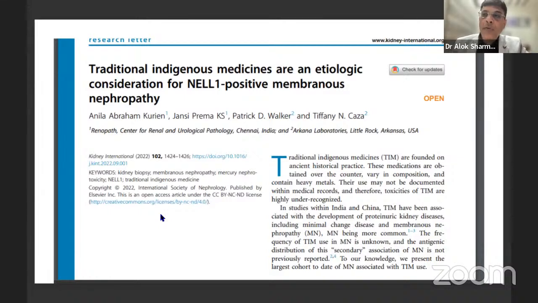And in our cohort, I think we've seen a very, very large number of NEL1 cases. A great percentage of them actually have revealed some underlying medications. I'll come to that in a moment. So this was a very fantastic, great paper by Dr. Anila Kurian from Chennai, who collaborated with researchers from Arcana Labs. And this is what they came up with.